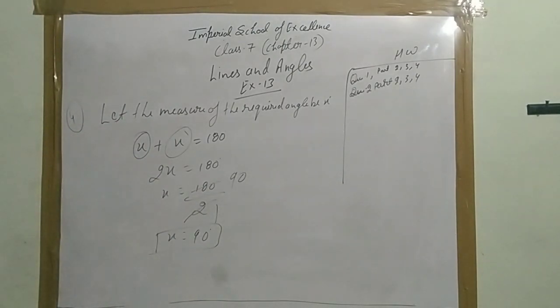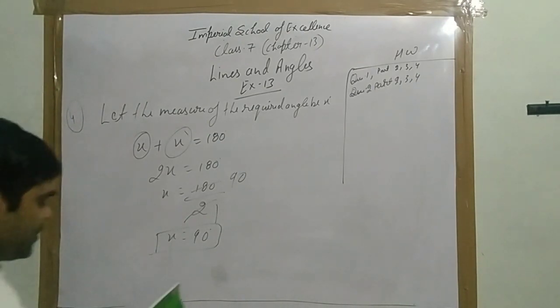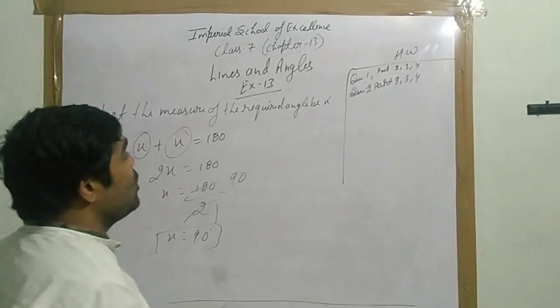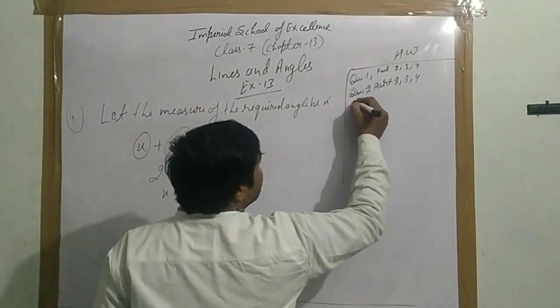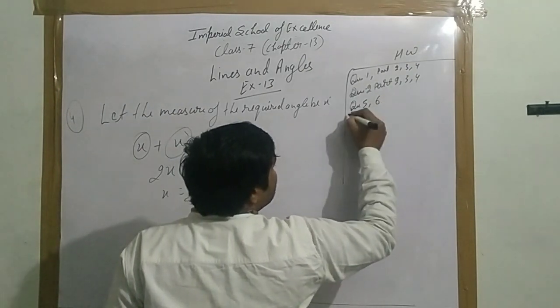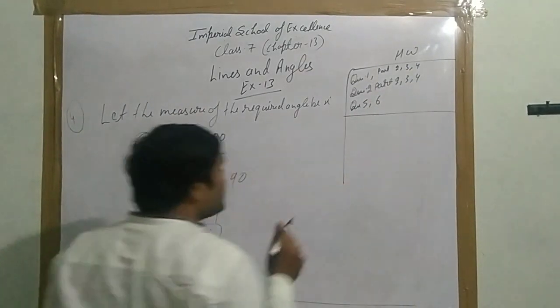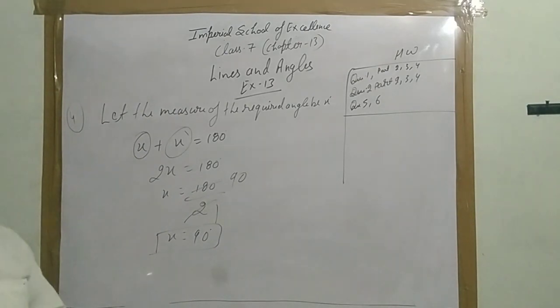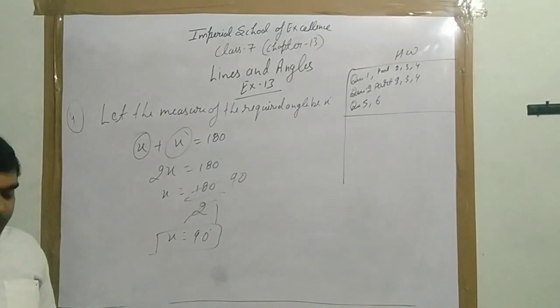Now question number 5: can two angles be supplementary if both of them are obtuse? Or right? Question numbers 5 and 6 are your homework. You have to do them on your own. It is a slightly different question. Try to do these two questions.